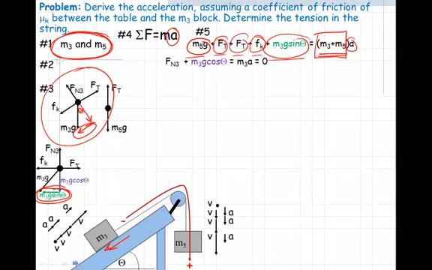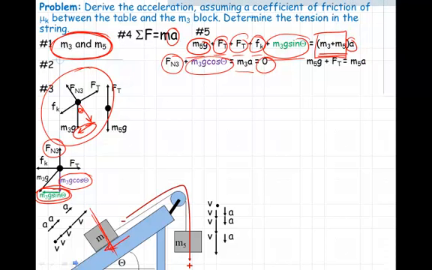Now we want to look at the vertical vectors for M3. For M3, we have a normal force pointing upward. We've got the vertical component, or the cosine component, of M3G. According to Newton's second law, that should equal M3 times acceleration. But because there is no movement along this vertical axis, this acceleration is 0, making M3A equal to 0.